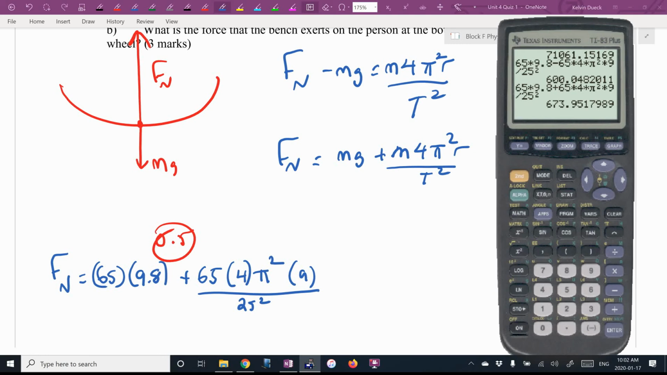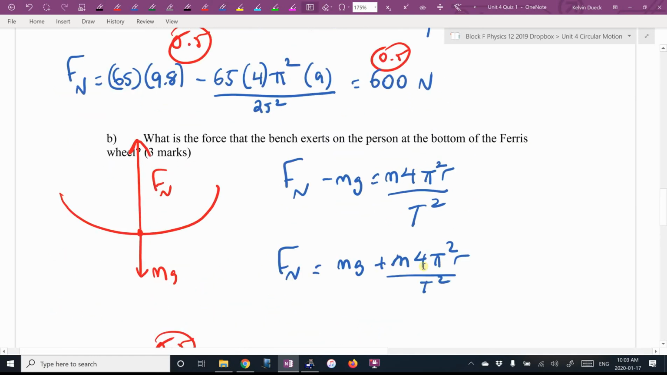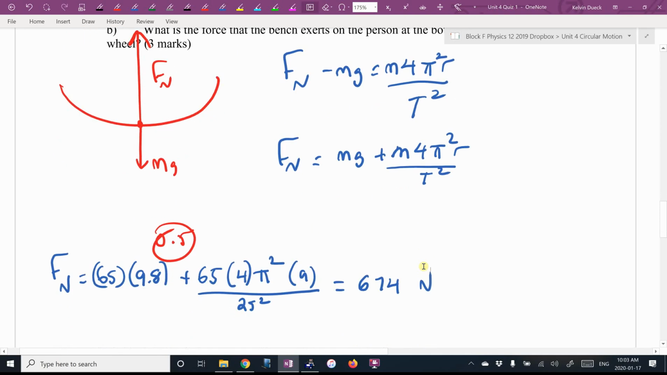Is it 674? Correct answer, 674 newtons, yes? What was the normal force at the top? 600. What was the normal force at the bottom? 674. Is there a big difference? Ferris wheel's a tame ride. Really, another way to talk about how intense a ride is to look at the difference in normal forces between top and bottom.